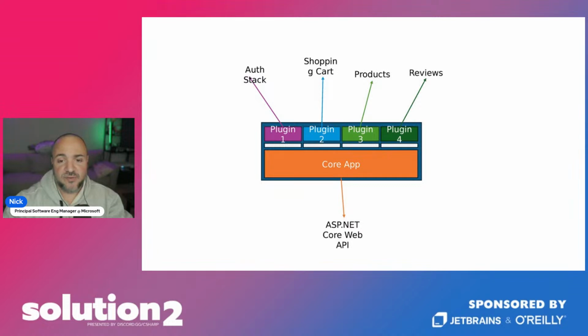You can have a pretty heavyweight core application. So I would say this is your ASP.NET Core Web API in this example. And then we're pulling in plugins that implement these different feature sets. You can have a whole plugin dedicated to authentication, a whole plugin dedicated to a shopping cart in your e-commerce setup, products, reviews. So you can build plugins that are dedicated to these endpoints or sets of features. So that's one way that you could start to think about this stuff.